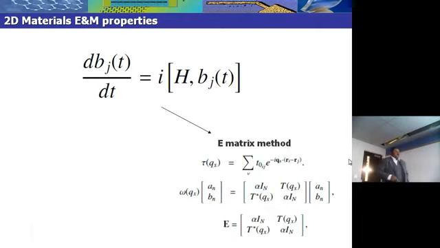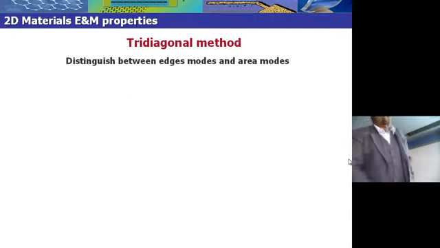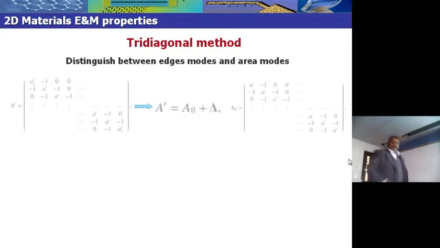One advantage of the tri-diagonal method is that we are able to distinguish between the edge mode and the bulk mode, and we know that in small nanomaterials, the edge contribution to the properties is very important. This method is very simple. We can separate the edge properties by creating two matrices. Here, one contains all the bulk material, and one contains only the edge properties.